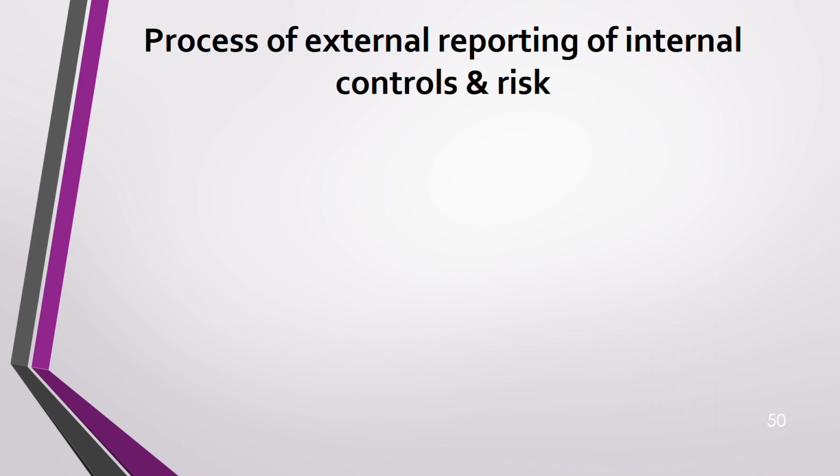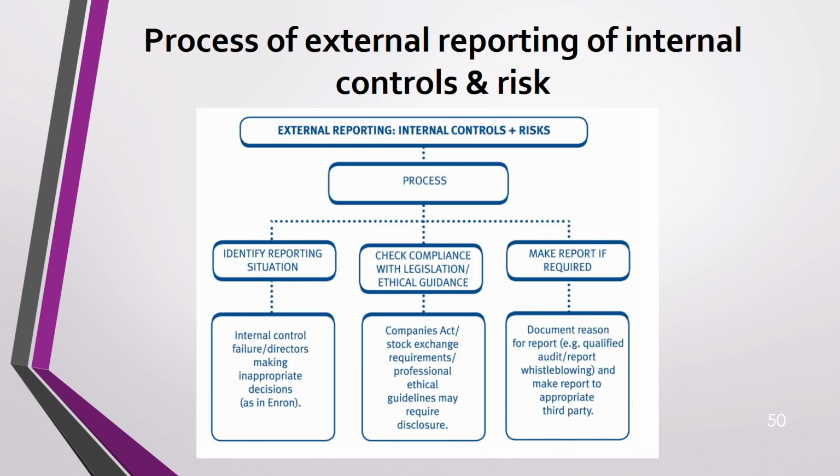Now we are moving on to the process of external reporting of internal control and risk, where you report externally, external reporting of both control and risk, not just risk. So go through this 3. The process is, you first identify the statutory situation. Are there any requirements by the law? Second, you see whether you have to comply with ethical guidance or not. Third, make report only if required. This is not compulsory, by the way, unlike financial statements. So identify, okay.